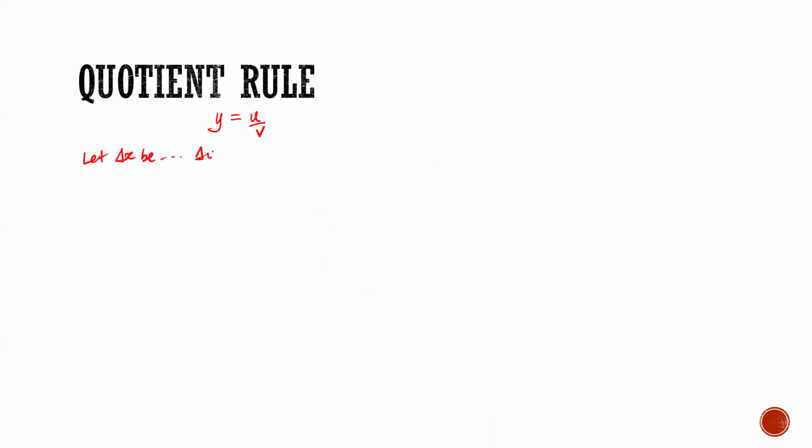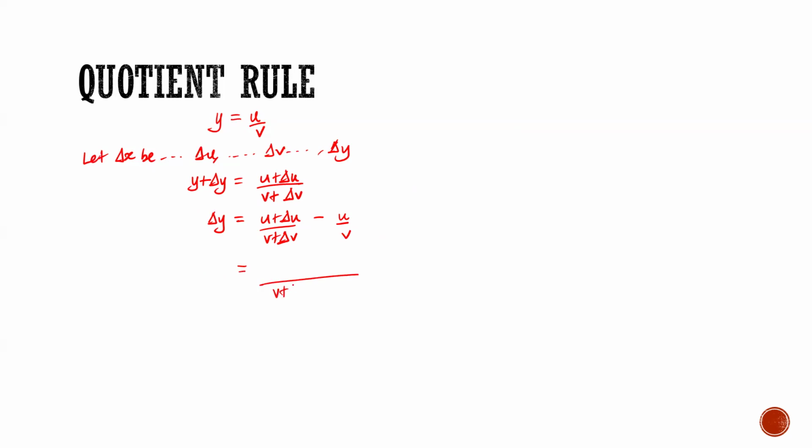I'll just have that there. So we have the delta u, the delta v, and the delta y, the same exact expression. So that would tell us that y plus delta y is equal to u plus delta u divided by v plus delta v. So delta y would be u plus delta u out of v plus delta v minus u out of v.